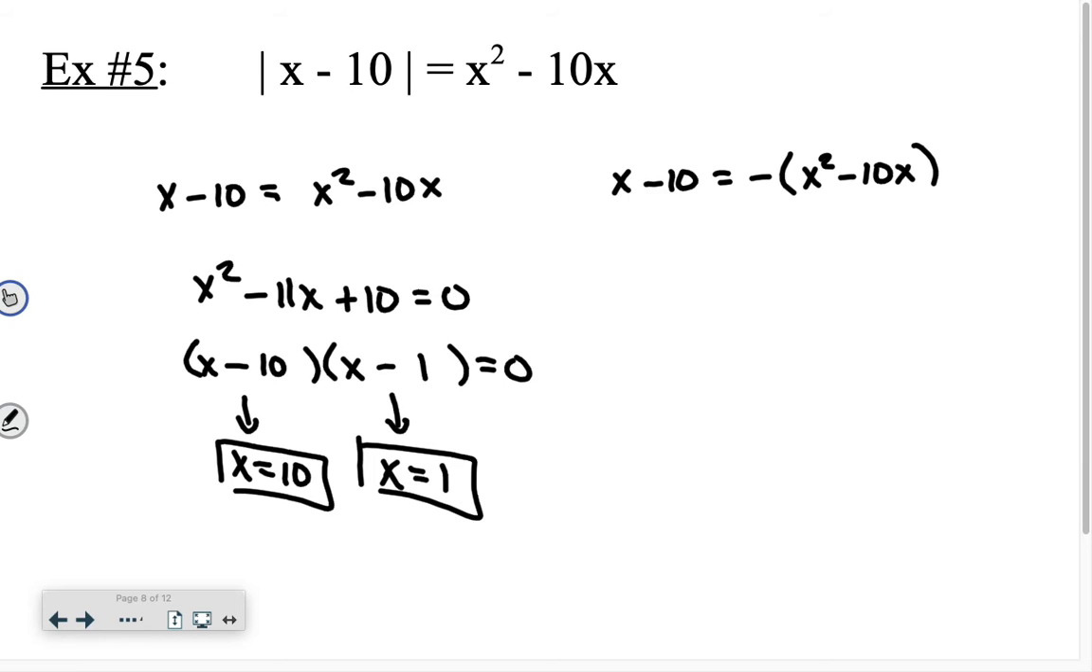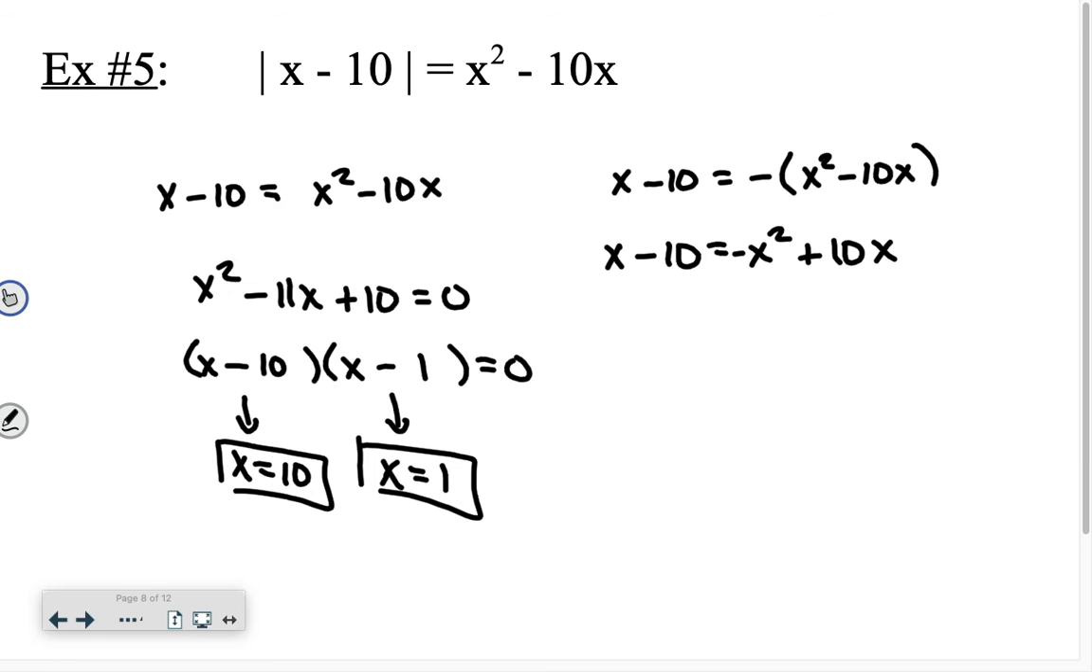The one mistake that I can see people making if you're not careful is remember it's the opposite of the whole expression, not just the first term. It's not just a negative x squared. You've got to take the opposite of everything on the right-hand side. So, x minus 10 equals negative x squared plus 10x. And once again, we've got a quadratic. Get it equal to 0, factor or quadratic formula, and solve.